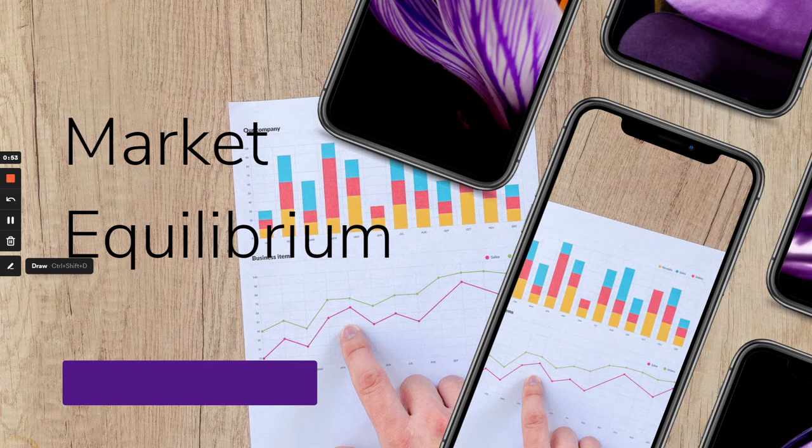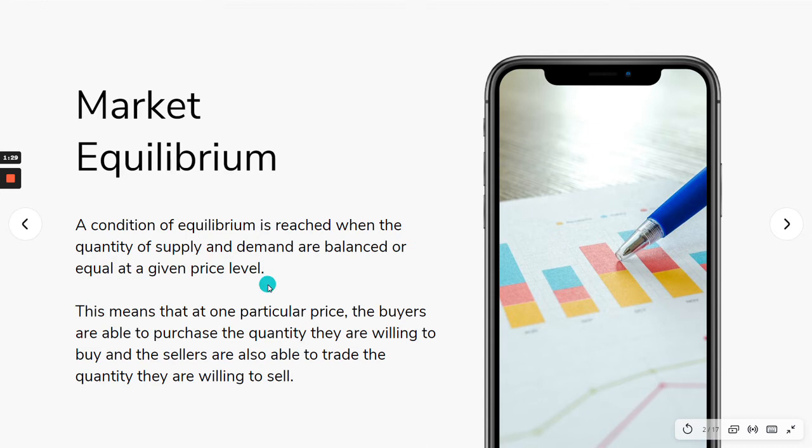So, when we discussed the law of demand, we said that if the price increases, the quantity demanded decreases. In the law of supply, if the price increases, the quantity supplied increases. Now, if we combine them, we get the market equilibrium, and that is where the quantity supplied is equal to the quantity demanded at a given price. Okay, so let's check what market equilibrium is.